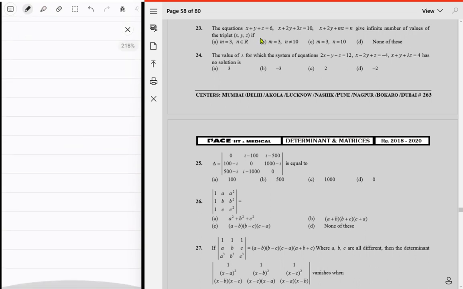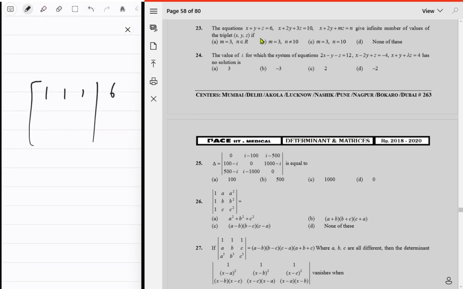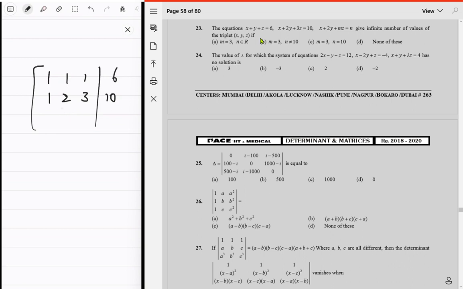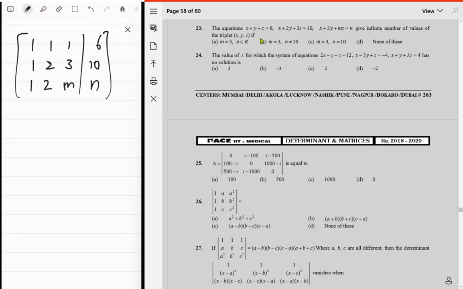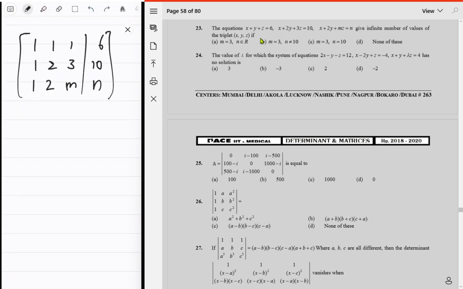So for this determinant, just write down the augmented matrix: 1, 1, 1, 6, and 1, 2, 3, 10. Then what else do you have? 1, 2, n. Oh wait, are you serious? n. Okay, then I got n over there. Fine. So first of all, this determinant must be 0, right?